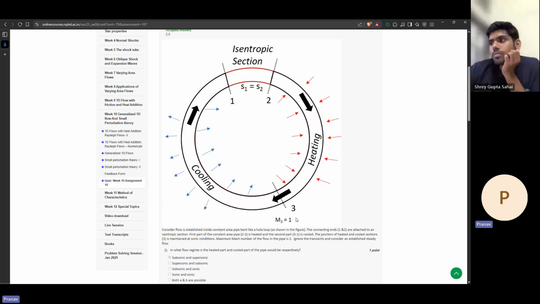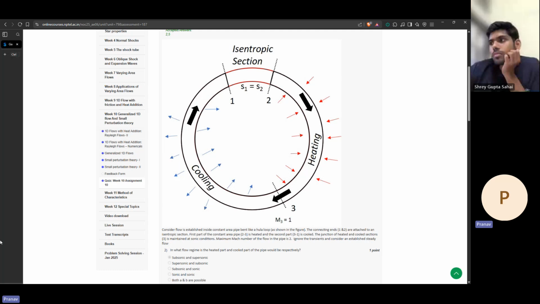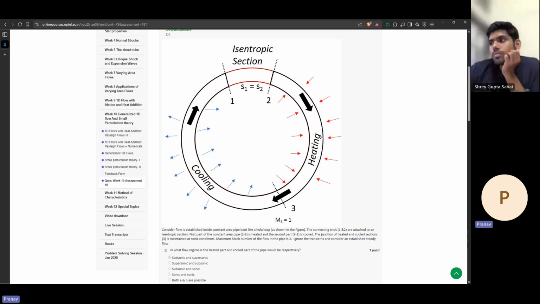My thought process from section 3 to 1 was, since it will follow the same Rayleigh flow curve, the Mach number is increasing from 1 to Mach 2. When it is increasing along the Rayleigh flow line, the entropy should decrease eventually, and then it reaches a point, and after that point, it just suffers a normal shock.